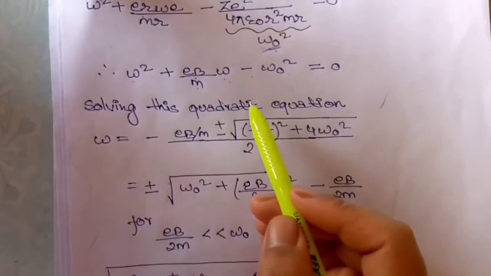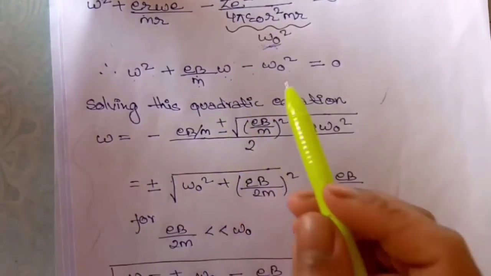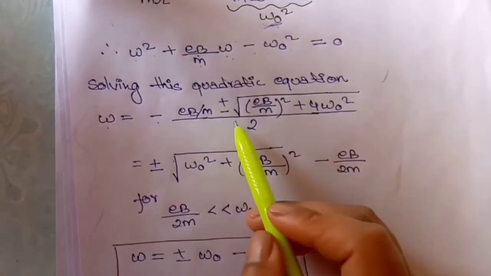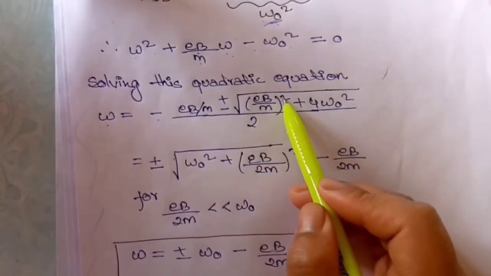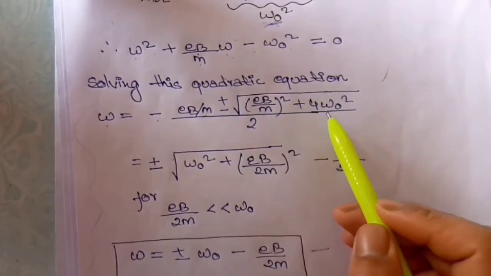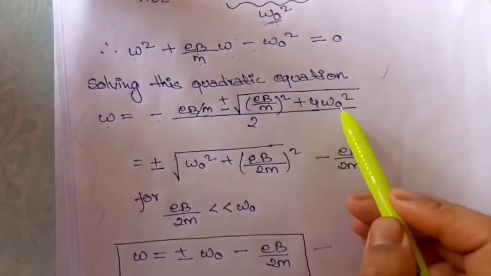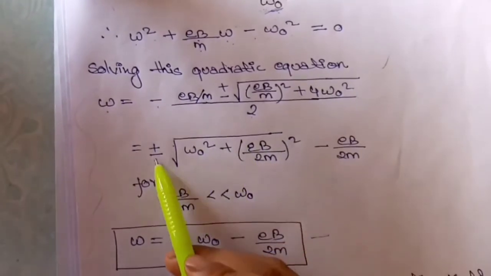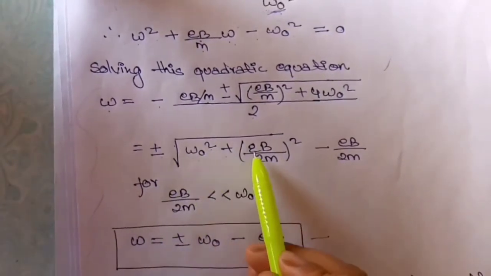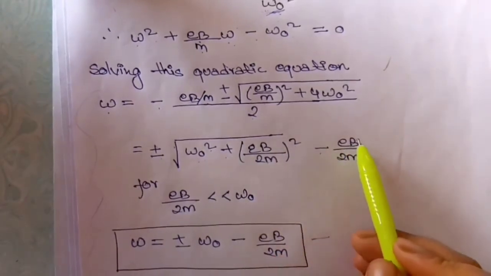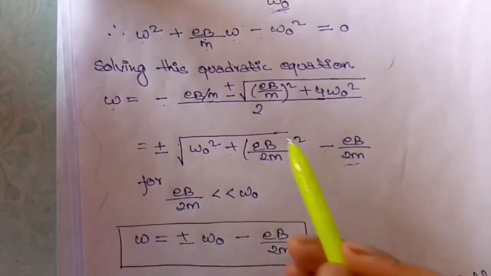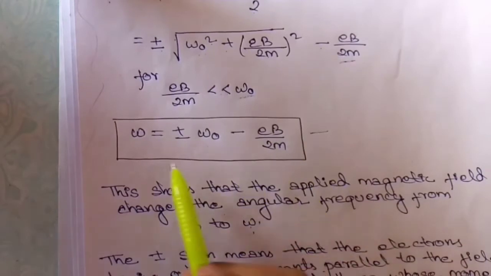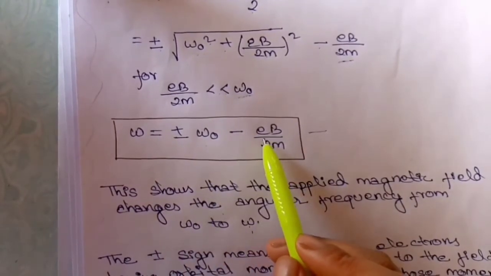So here it becomes a quadratic equation. When we solve this quadratic equation, the solution becomes omega equals minus EB by m, which is the value of b, plus or minus root over EB divided by m whole square plus 4AC, which is 4 omega naught square, since the value of A is 1, whole divided by 2. By solving this, we get plus or minus root over omega naught square plus EB divided by 2m whole square, minus EB by 2m. If EB by 2m is much less than omega naught, we can write omega equals plus or minus omega naught minus EB by 2m.